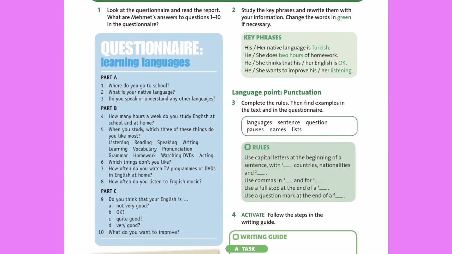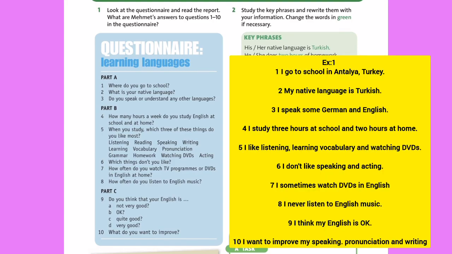First, where do you go to school? I go to school in Antalya, Turkey. Second, what is your native language? My native language is Turkish. 3. Do you speak or understand any other languages? I speak some German and English. 4. How many hours a week do you study English at school and at home? I study 3 hours at school and 2 hours at home.